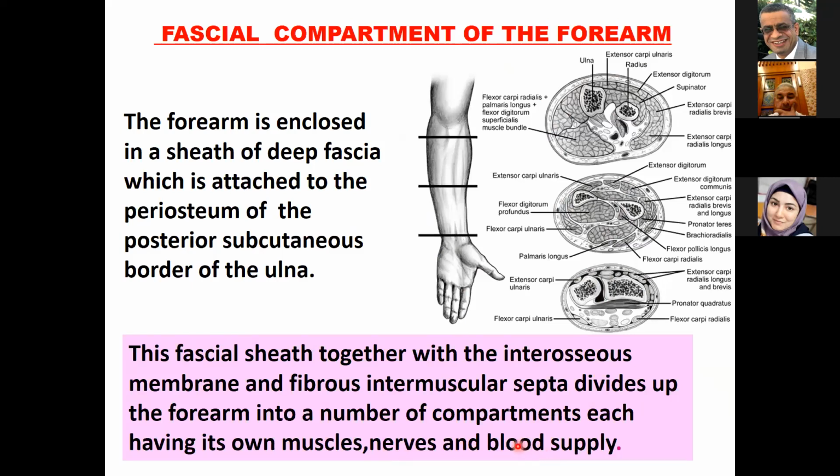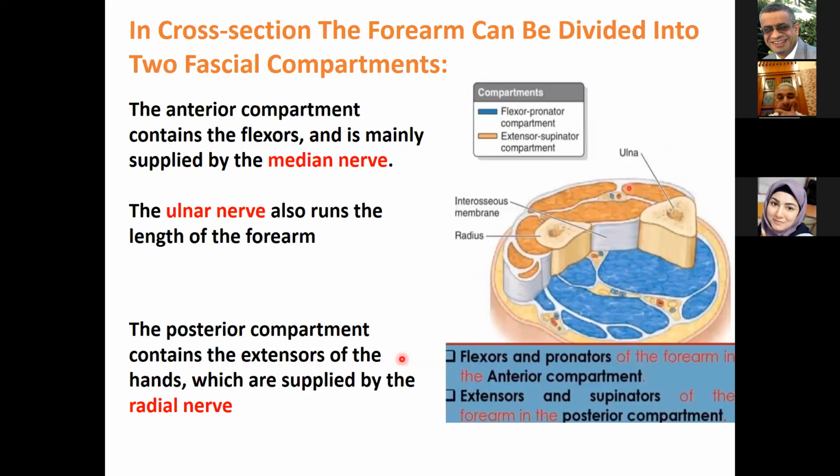In cross sections, the forearm can be divided into two fascial compartments, the anterior compartment and the posterior compartment. The anterior compartment contains the flexors and is mainly supplied by the median nerve. The ulnar nerve also runs the length of the forearm. The posterior compartment contains the extensors of the hand, which are supplied by the radial nerve.